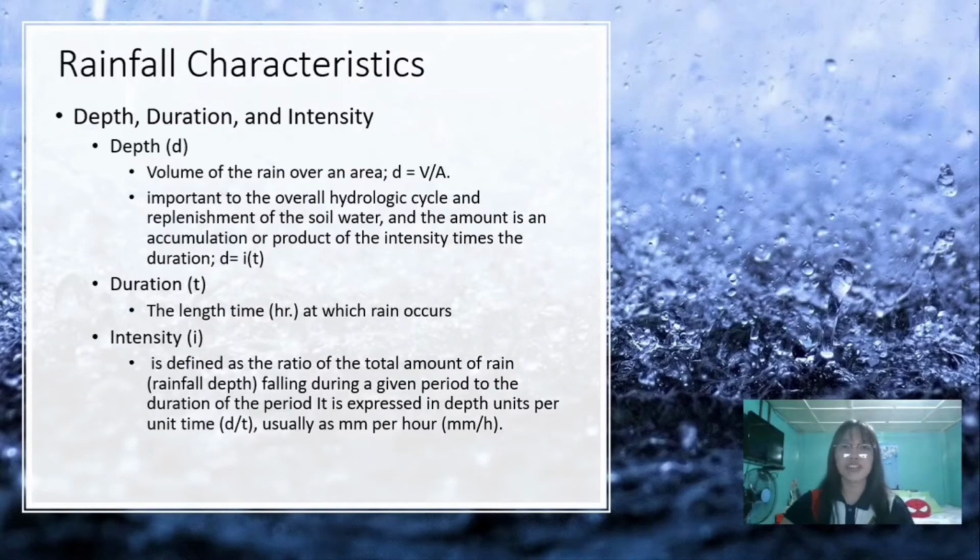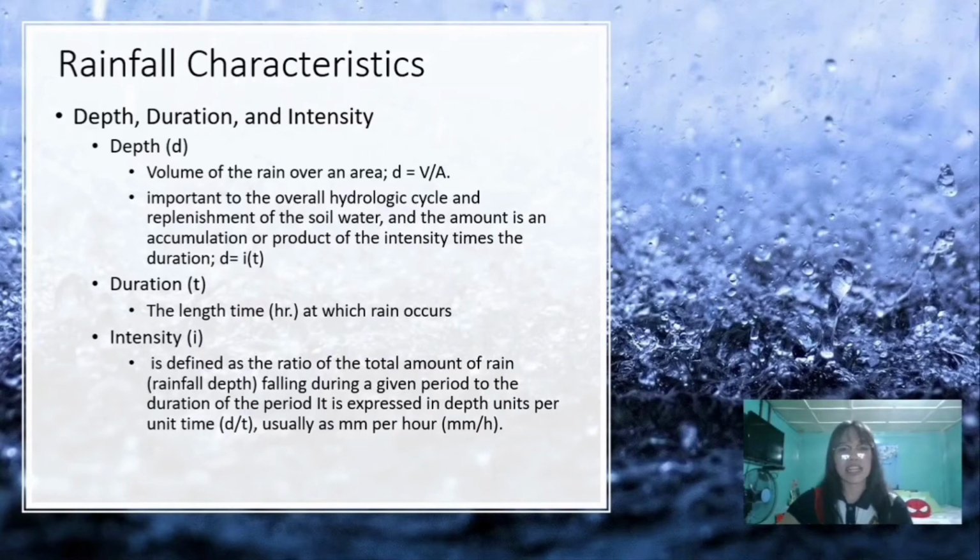Next, we have depth, duration, and intensity. Depth is the volume of rain over an area. It is important to the overall hydrologic cycle and replenishment of soil water, and the amount is an accumulation or product of intensity times the duration. Next is duration. Duration is the length of time at which rain occurs. If the rainfall is constant over the entire watershed for a long period of time, the peak discharge will occur at the travel time of the watershed. That is why travel time, time of concentration, and duration are interchangeable.